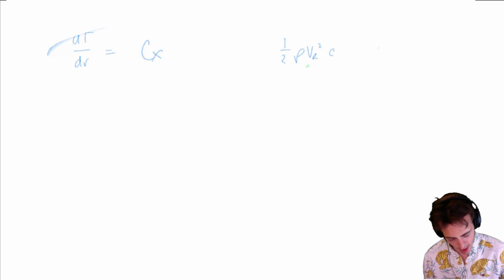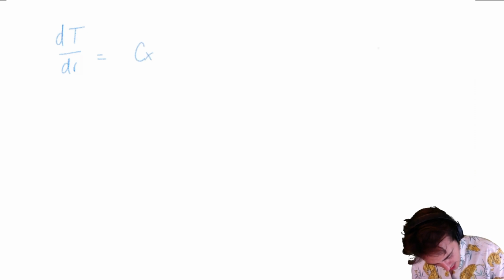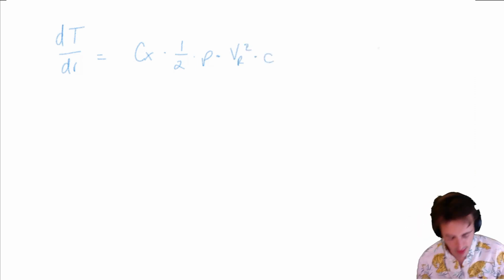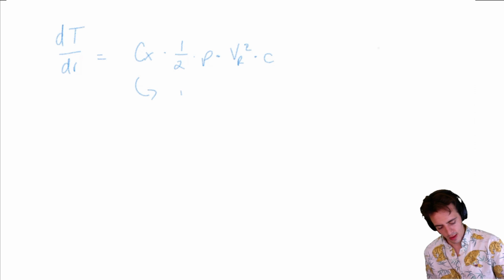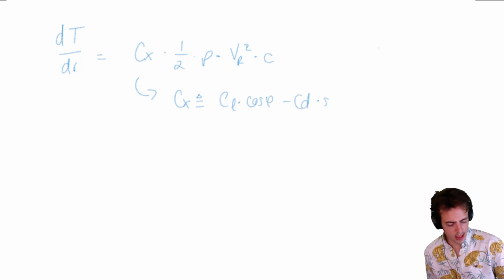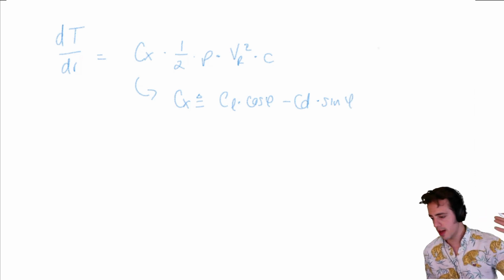It's just going to be easier if I rewrite this. So dT on dr is equal to Cx multiplied by half rho VR squared multiplied by c. c is just the local chord of our elements. And remember, Cx we just defined as Cl cosine phi minus Cd sine phi. So we're going to work with this expression and turn it into something that's useful.